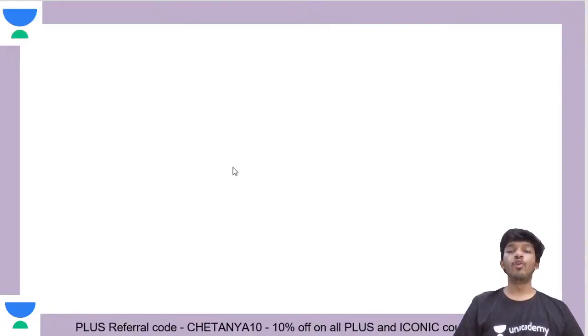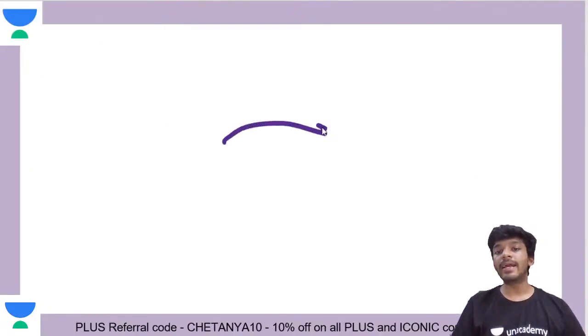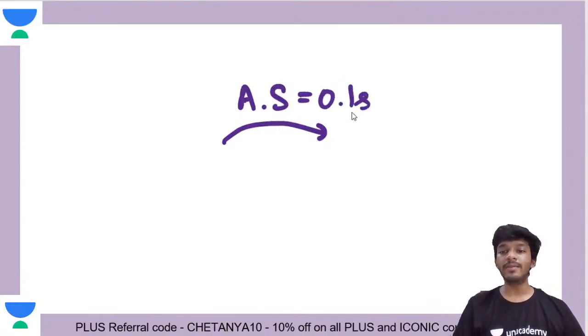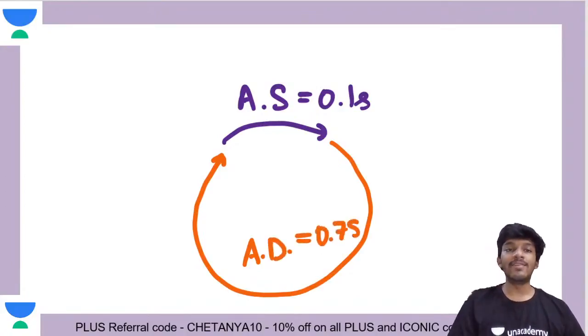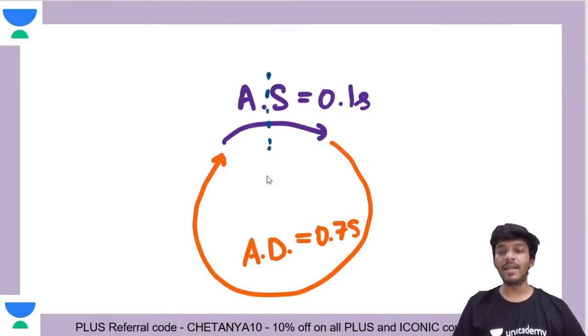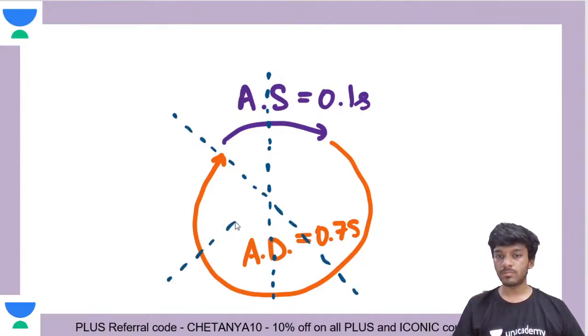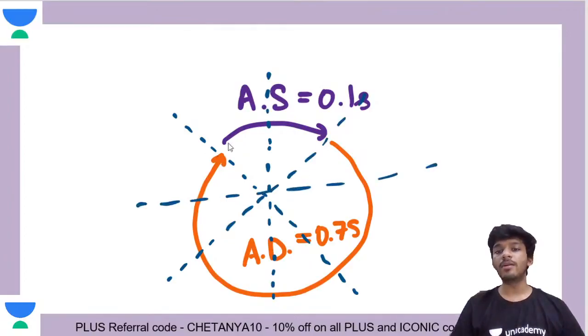So what happens? If you look at the atria, let's draw it with purple. The atria remain in systole for 0.1 second. And then the atria go into diastole. Atrial diastole lasts for 0.7 seconds. Now, I'll divide this into 8 parts. Okay, divided into 8 parts, right? So this is one part, this is obviously one part.